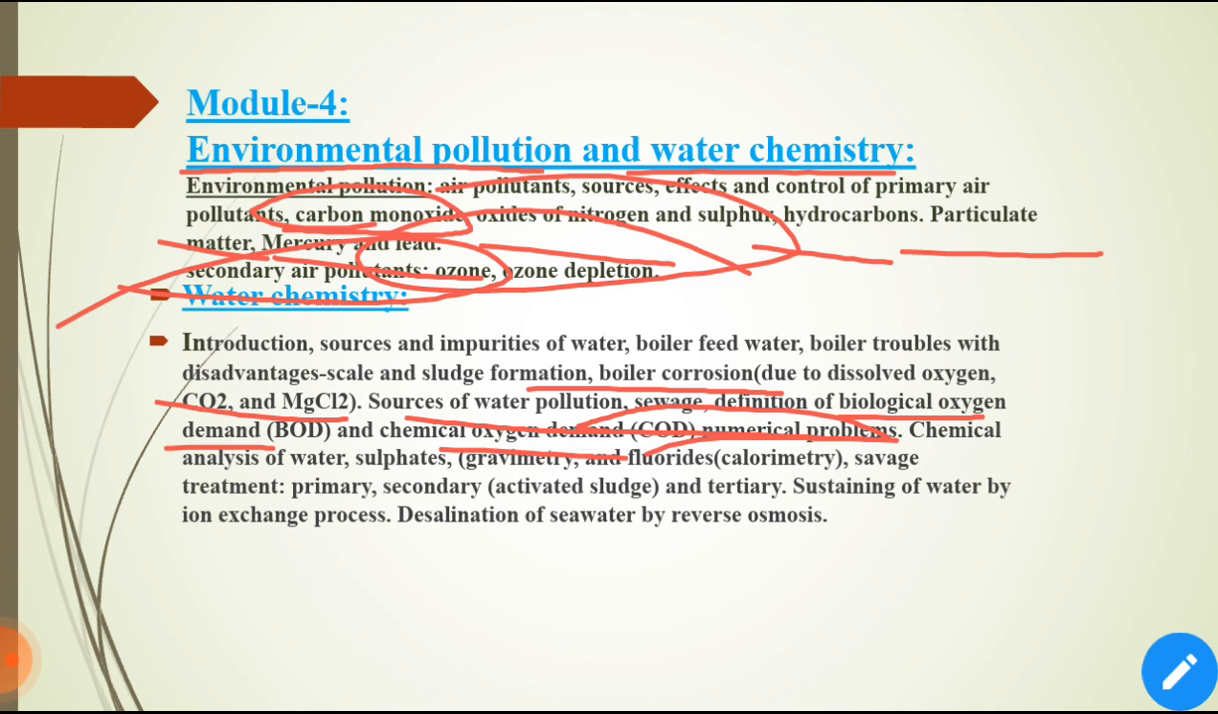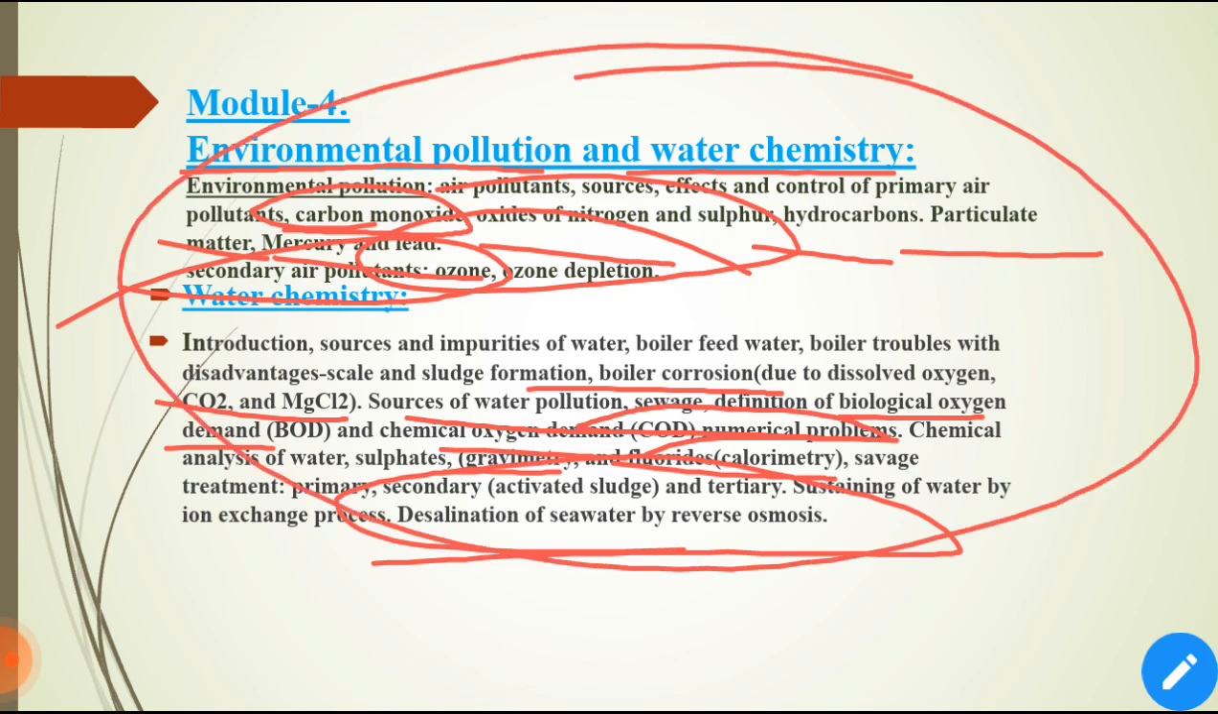Next, chemical analysis of water by gravimetry and colorimetry. In gravimetry, we study the sulfides present in the water. In colorimetry, we study fluorides. Next, sewage treatment: primary, secondary and tertiary. Lastly, we study the desalination of seawater by reverse osmosis. These are the topics involved in the fourth module.